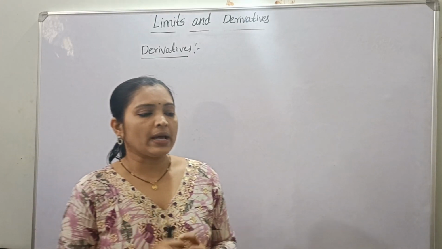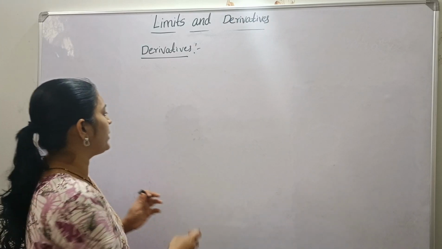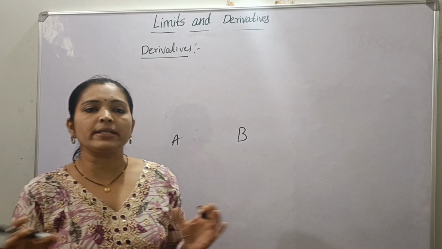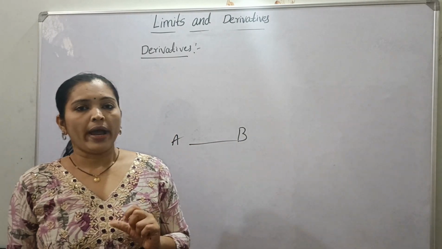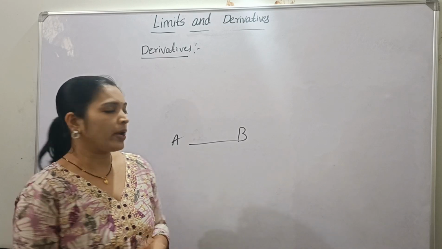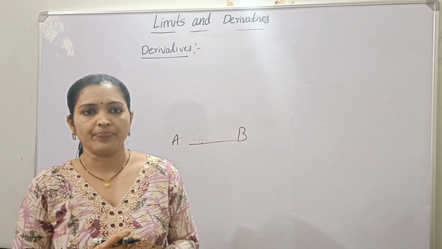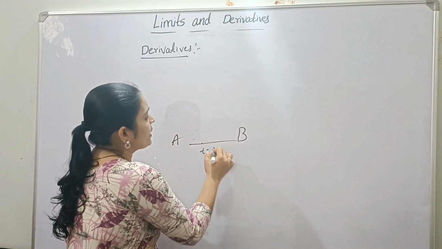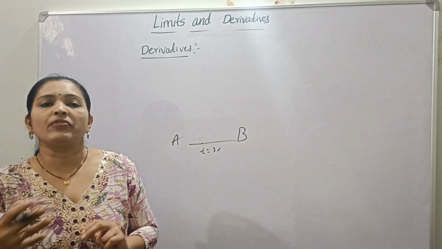For example, a car is traveling from A to B. Usually we calculate the average speed of the car, right? But at a particular point, or at a particular time, for example at t equal to 3 seconds, what is the speed of the car? Using derivatives, we will find it.